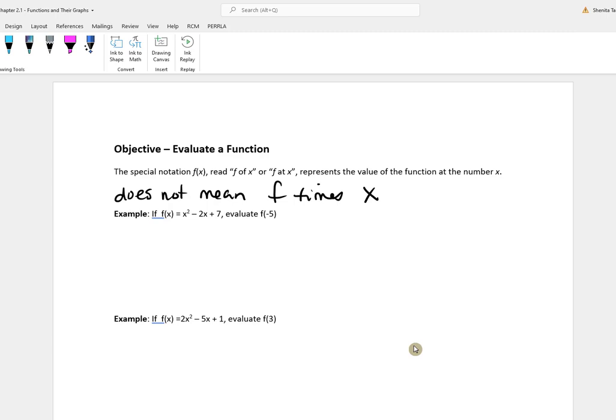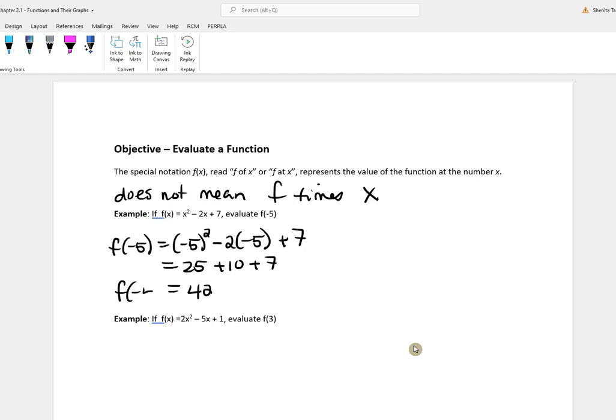So we're going to look at this function, f of x is equal to x squared minus 2x plus 7. We want to evaluate it at f of negative 5. In other words, when x is equal to negative 5, what is this function equal to? Whenever we see an x, I'm going to plug in negative 5, and then solve the right hand side. I get 25 plus 10 plus 7, and that is equal to 42.